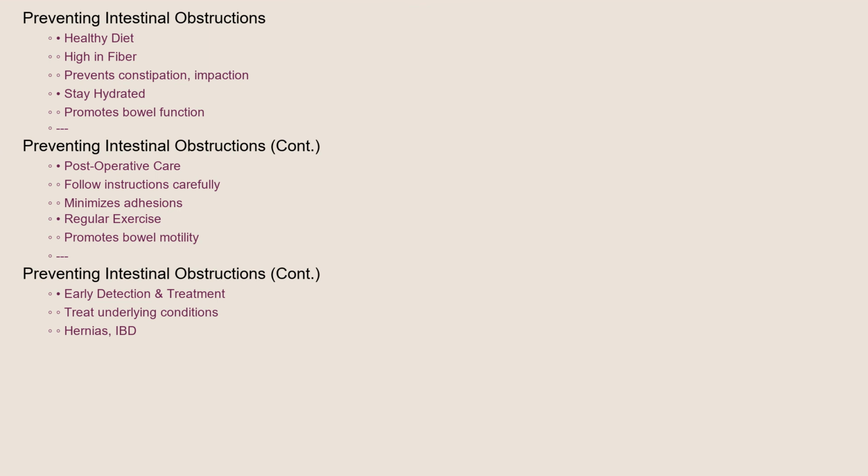While not all intestinal obstructions are preventable, there are steps you can take to reduce your risk. Maintaining a healthy diet high in fiber can help prevent constipation and fecal impaction. Staying hydrated is also important for regular bowel function. Following post-operative instructions carefully can minimize the risk of adhesions. Regular exercise can promote bowel motility. And finally, early detection and treatment of underlying conditions, such as hernias or inflammatory bowel disease, can help prevent obstructions.